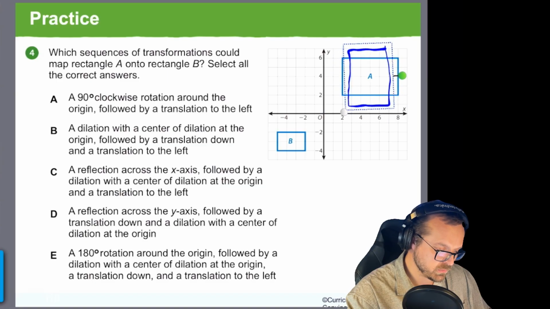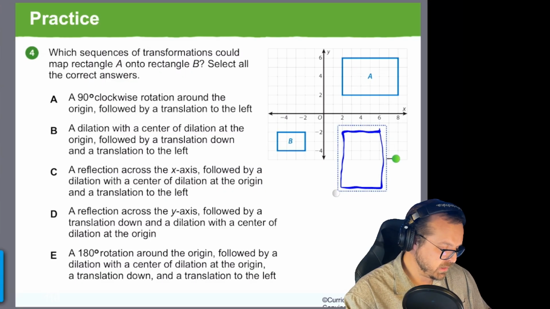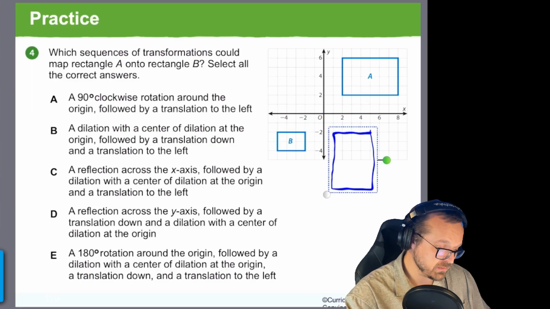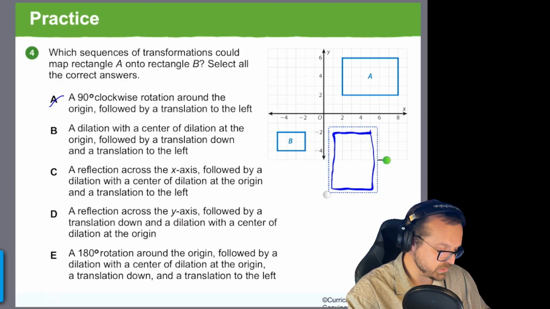Clockwise around the origin, 2, 2 would then go to 2, -2, followed by a translation to the left. Well, no. First off, anything that doesn't have a dilation in its description isn't going to work, right? Because a dilation makes it smaller or bigger, and we need to get smaller. So this one doesn't even have a dilation in it.